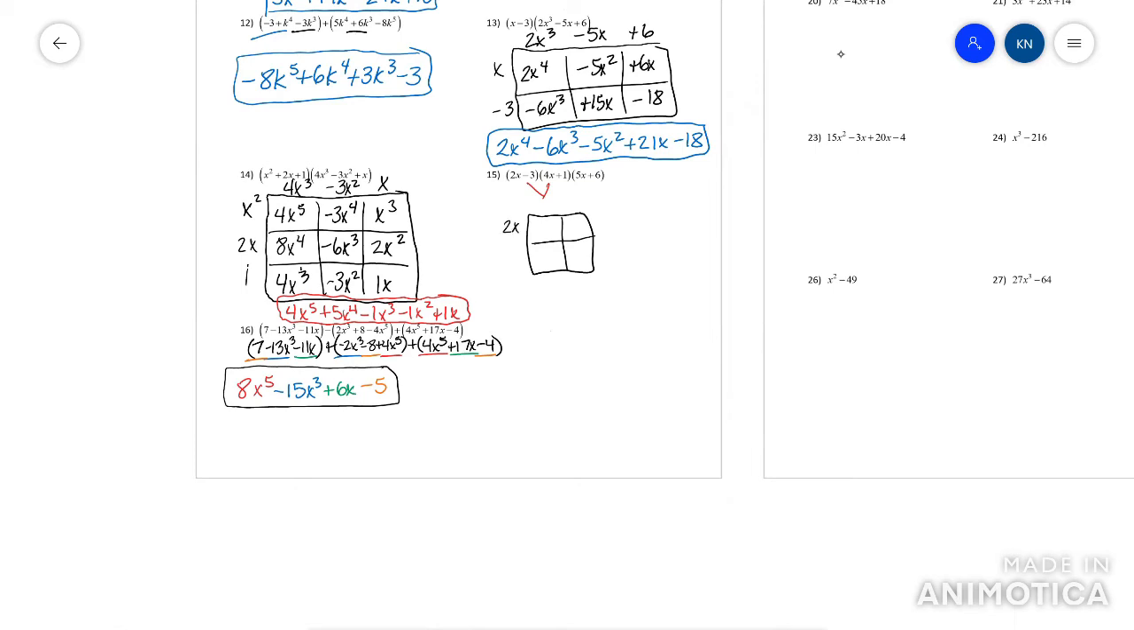So I got 2x minus 3, 4x plus 1. Fill it in. 8x squared, 2x, minus 12x, minus 3. Combine your like terms when you write your answer, so the x's. So this one's going to be 8x squared minus 10x minus 3. All right, now I'm going to multiply by my last thing, 5x plus 6. So now it's a 2 by 3 that I'm multiplying.